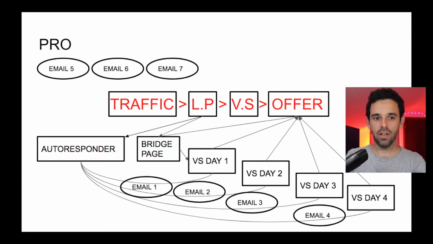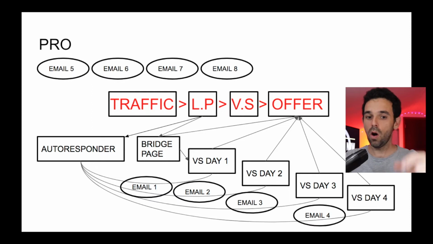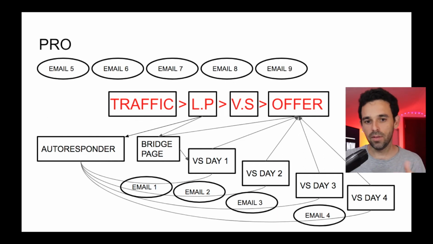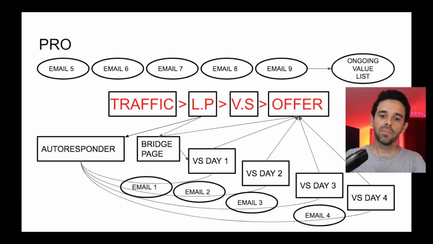We do the same on email number 7. Email number 8, we're providing value, and we're always sending them back to the offer as well on these emails. So as you can see, with this method we are showing them the offer loads of times. So the conversion rate is much higher, not just because of the number of emails and the amount of times that we're showing it to them, but also because we are actually providing value to them, right?